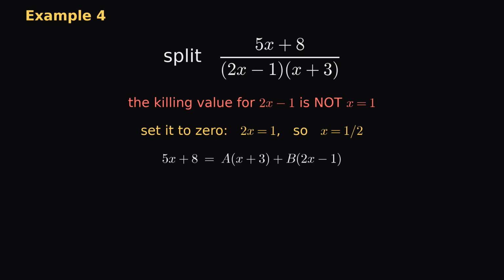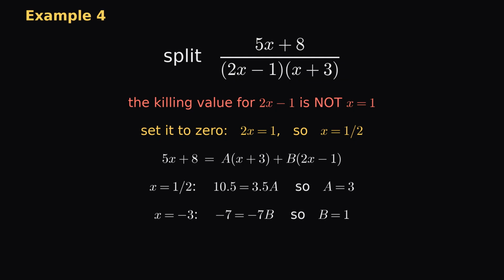5x plus 8 equals a times x plus 3 plus b times 2x minus 1. Put x equal to a half. On the left, 2.5 plus 8, which is 10.5. On the right, a times 3.5. 10.5 over 3.5 is 3, so a is 3.